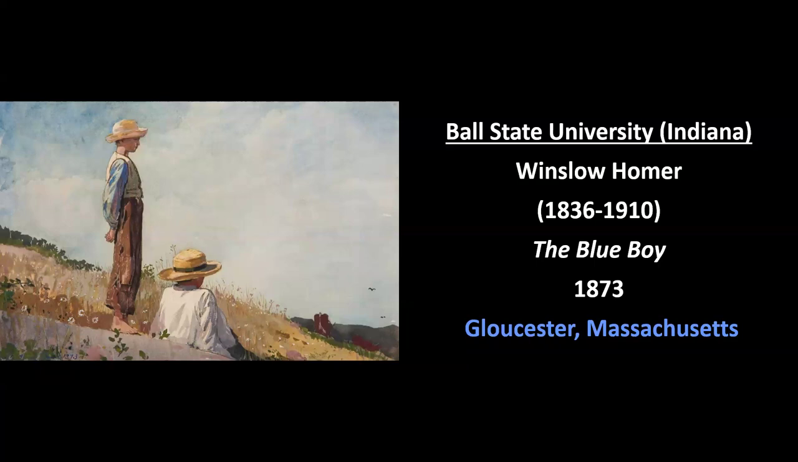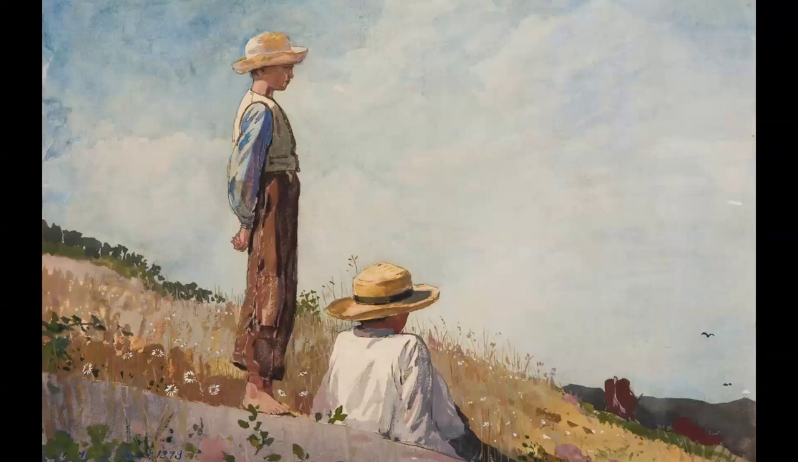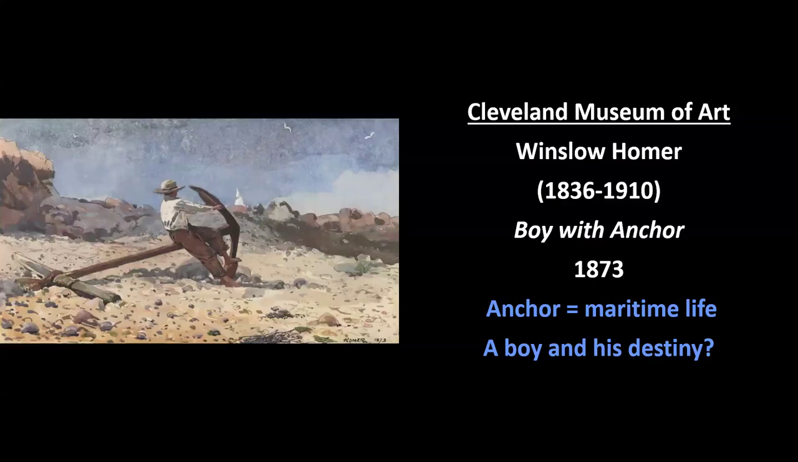All right, this is called the Blue Boy from 1873. This is a scene in Gloucester, Massachusetts. Two boys on a hill, one sitting, one standing. And again, you just see this over and over again, all these depictions of children. This is Boy with an Anchor from 1873. He's playing on the anchor, and it's probably depicting his connection to the maritime trades, but also perhaps this is his future or his destiny. He might end up working in this field as well.